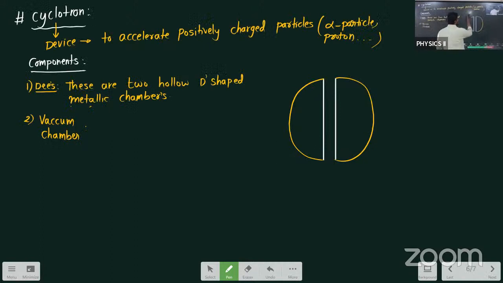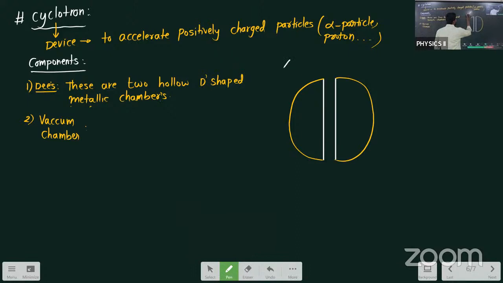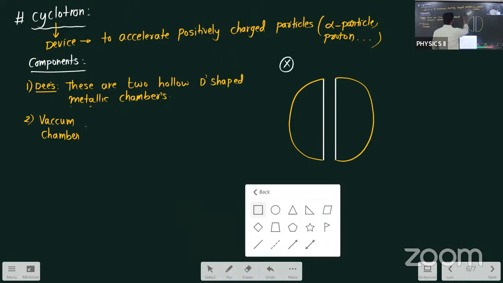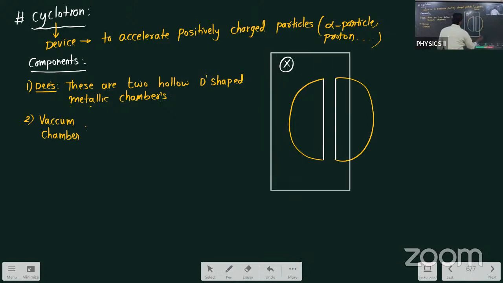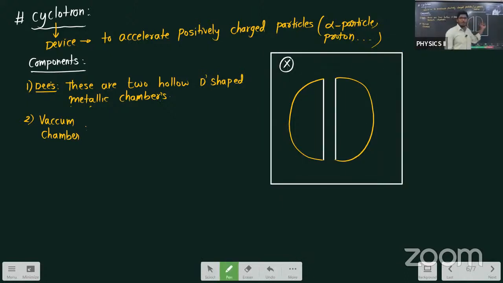So I am writing here magnetic symbol, something like this. What does this cross symbol represent? Cross symbol represents that the magnetic field is inside. So this entire setup is kept inside a vacuum chamber, such that the ion, whichever ion we are taking, is not colliding with the air molecules.